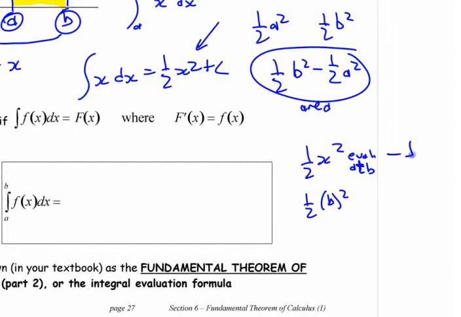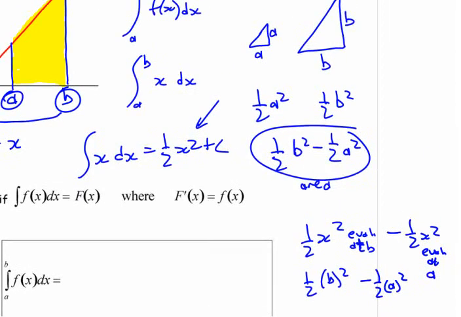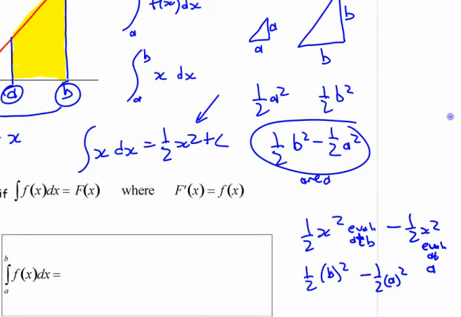And minus 1/2 x squared evaluated at a. If you subtract those two things, you get the same thing here, half b squared minus a half a squared. You were going to find the values for these things by subtracting two areas.